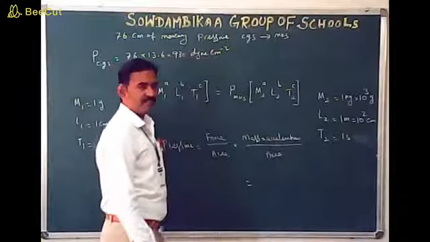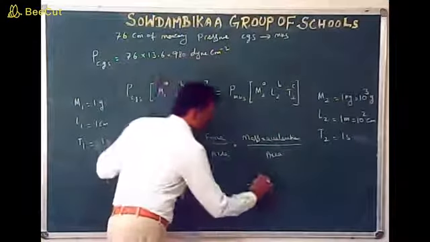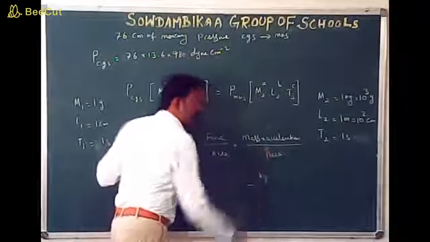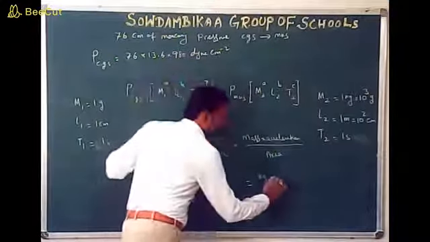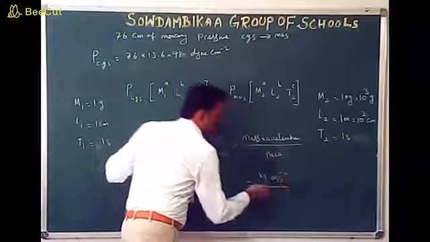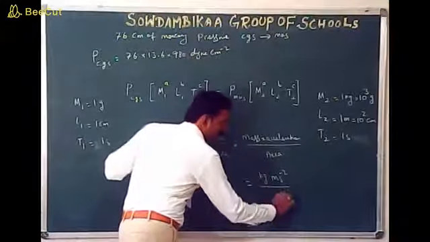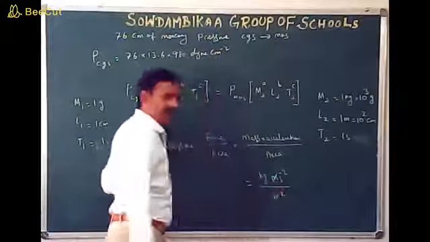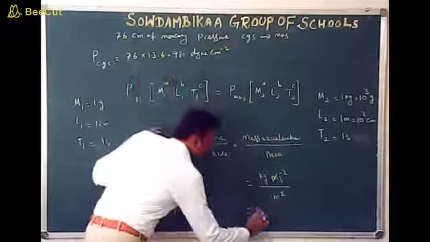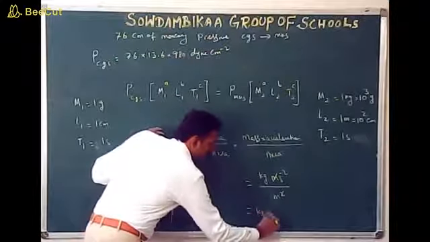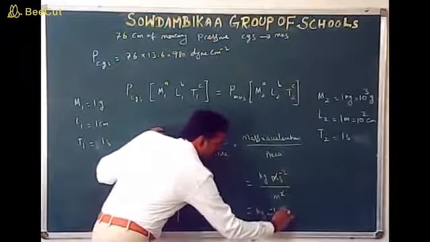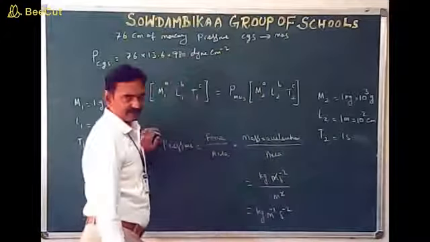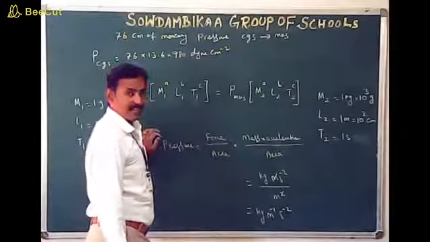Now the unit for the mass is kilogram. The unit for acceleration is meter second power minus 2, divided by area, which is meter square. Now I am cancelling this meter and meter square. So the unit for the pressure is kilogram meter inverse second power minus 2. Now what is the dimension formula?